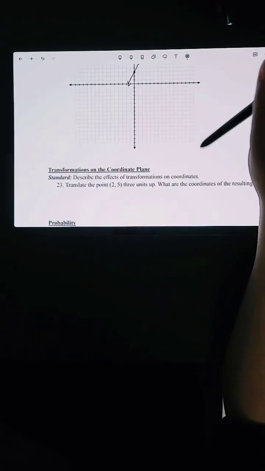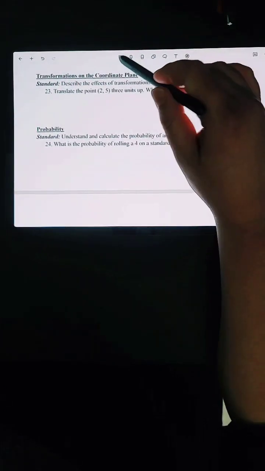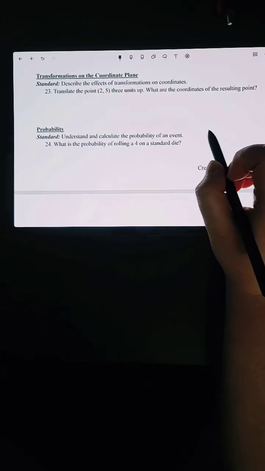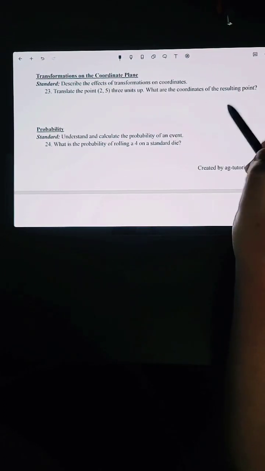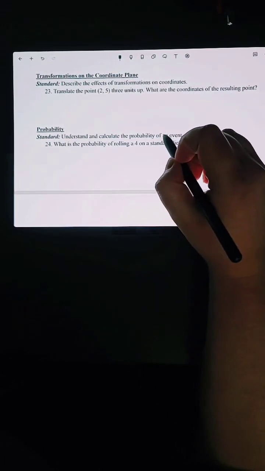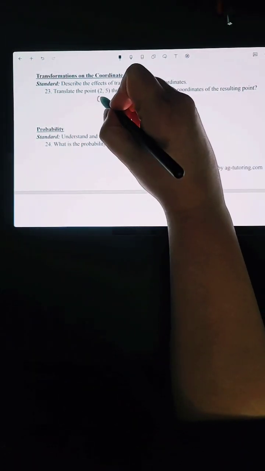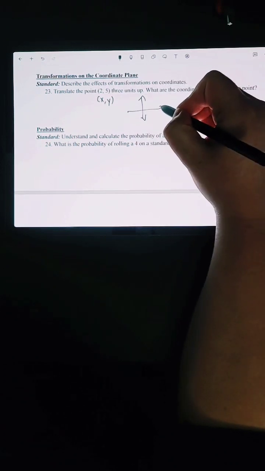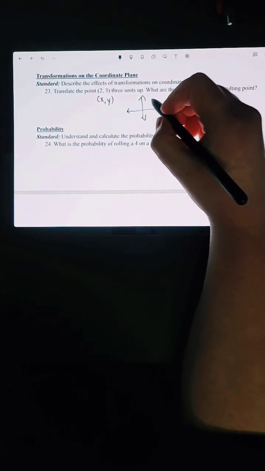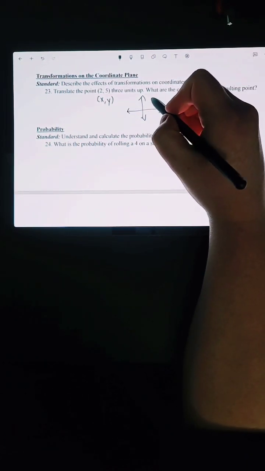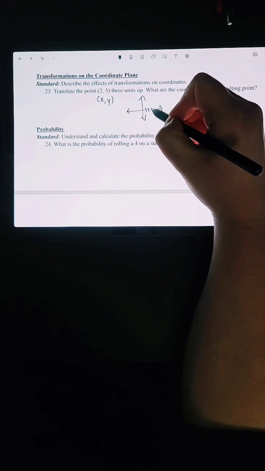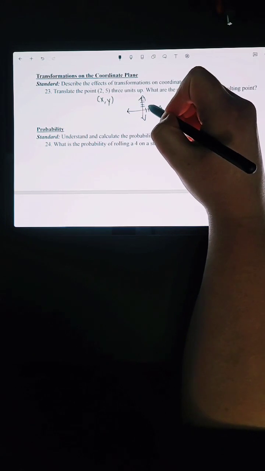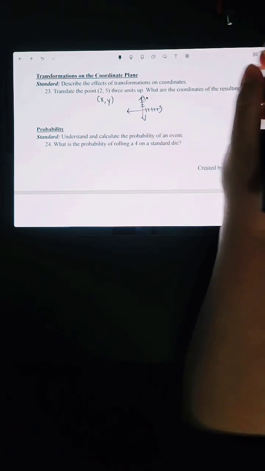And let's now go to transformations. Okay, so you're going to translate this point 2, 5. It says 3 units up, and then we want the coordinates of the resulting point. So remember, a point is always x, y. If you're on the xy coordinate plane and you're at 2, 5, let's just draw it out. 1, 2, 3, 4, 5, 1, 2, 3, 4, 5. So 2, 5, let's say, is right here.